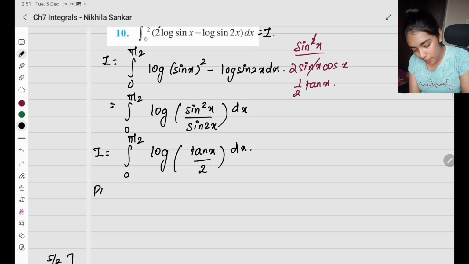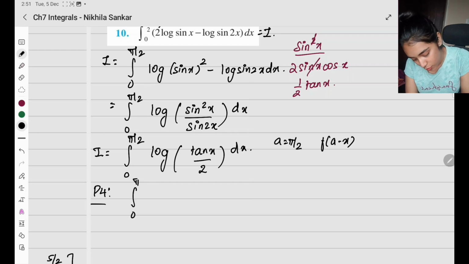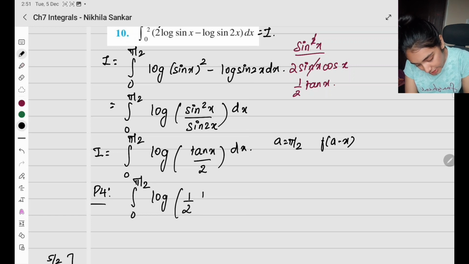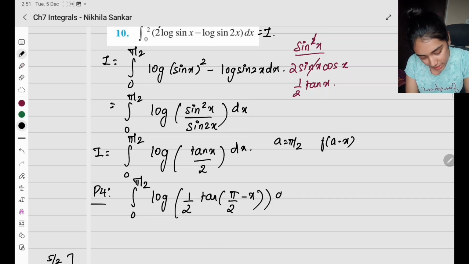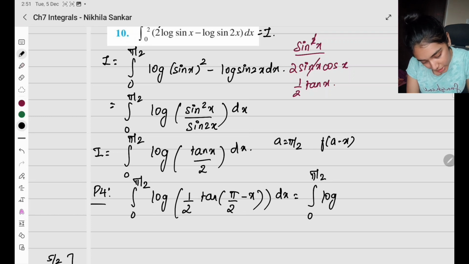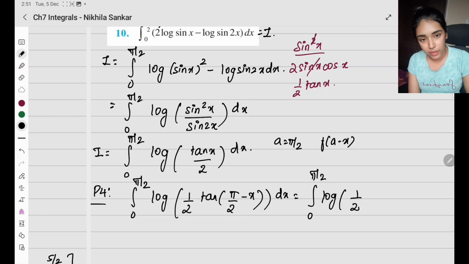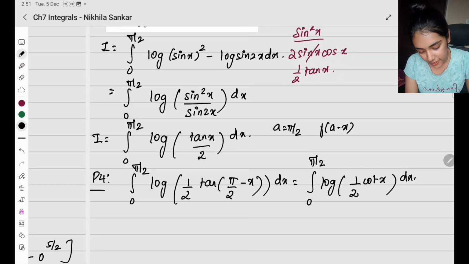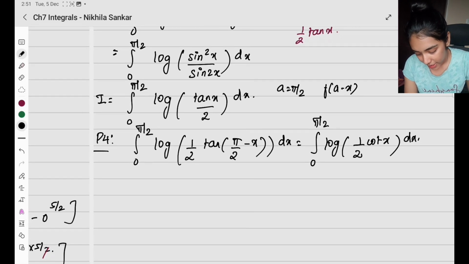Now when I apply property number 4, my a value is pi divided by 2. So substitute f of a minus x. So I have 0 to pi by 2 log of half times tan of pi by 2 minus x times dx. So this is nothing but 0 to pi by 2 of log of half tan of pi by 2 minus x, which becomes cot x, and pi by 2 minus x, now we are talking about the first quadrant where everything is positive. So cot of x. Now when I add the 2.